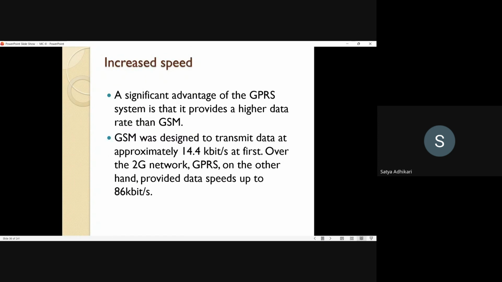The second is increased speed. A significant advantage of the GPRS system is that it provides a higher data rate than GSM. GSM was designed to transmit data at approximately 14.4 kilobits at first over the 2G network. GPRS, on the other hand, provides data speed up to 86 kbits. So the data rate is comparatively higher in the GPRS network.